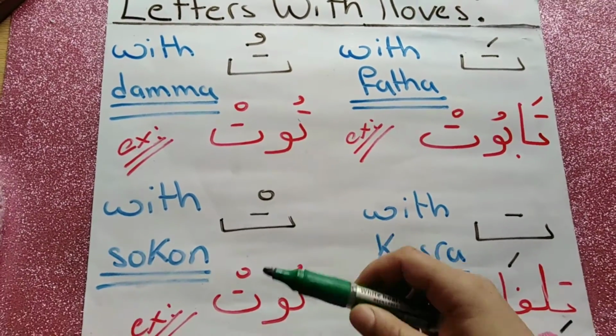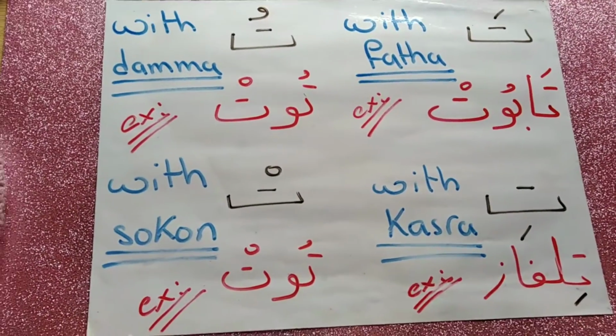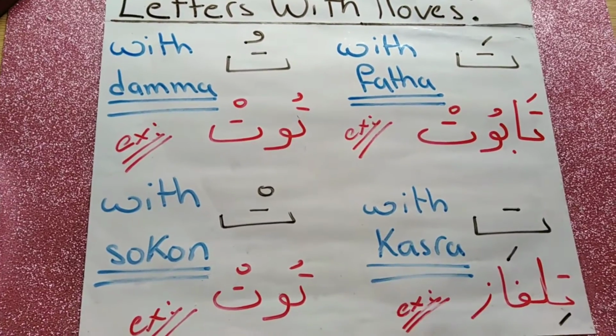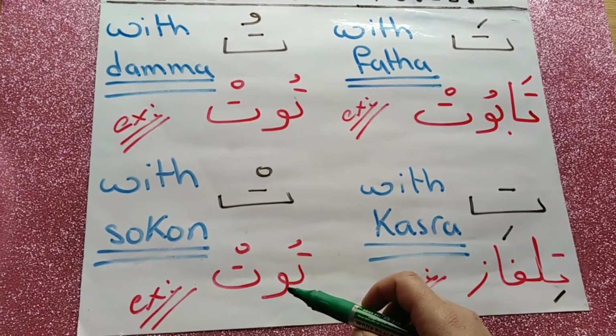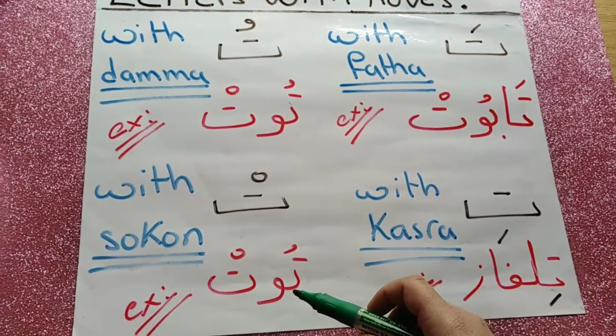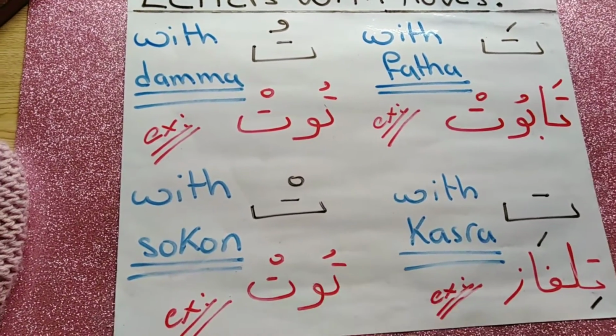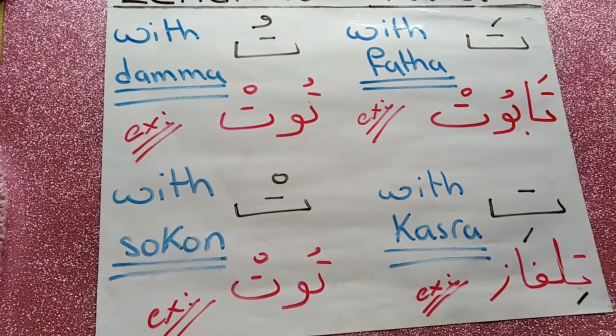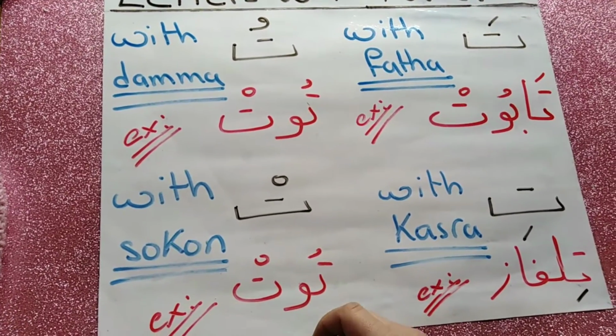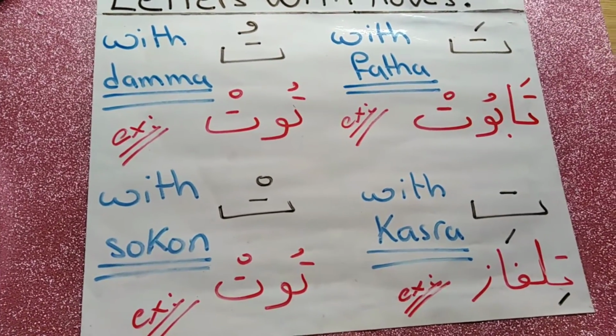Ta with sukoon is t. We're gonna go through the previous example, which is toot. Let's listen to ta at the end of this word. It was t. Toot, which means berries.